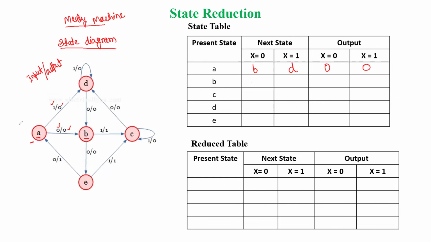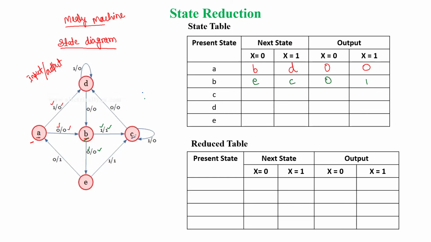Now we'll write for another state. Suppose now we are at B. From B, if you see, when input is 0 it moves to the next state E, and the corresponding output is also 0. And from B, when input is 1, the next state is C, and the corresponding output is 1. In the same way, we need to complete this for all states.